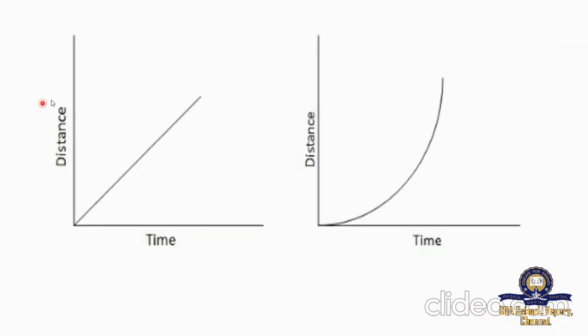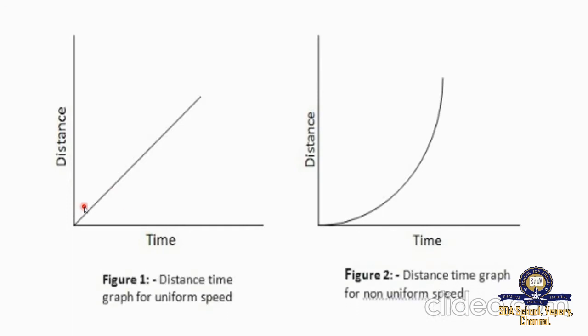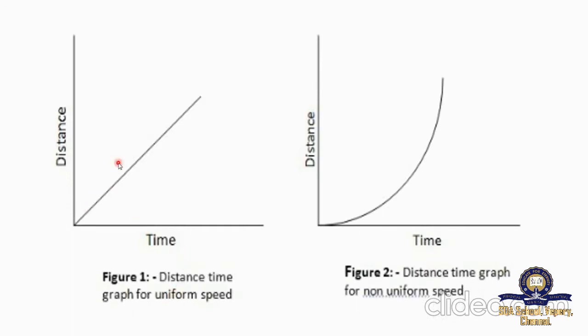Here I've listed two types of graph. Which one is a uniform motion graph? Which one is a non-uniform motion graph? Of course, we know that a uniform motion graph gives us a straight line. So the first figure is the distance time graph for uniform speed, and the second figure denotes the distance time graph for non-uniform speed. So I think you are clear with the distance time graph for uniform and non-uniform speed, students.